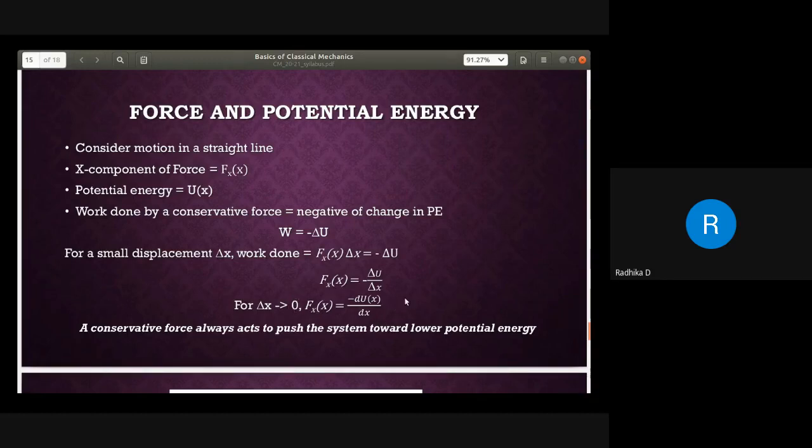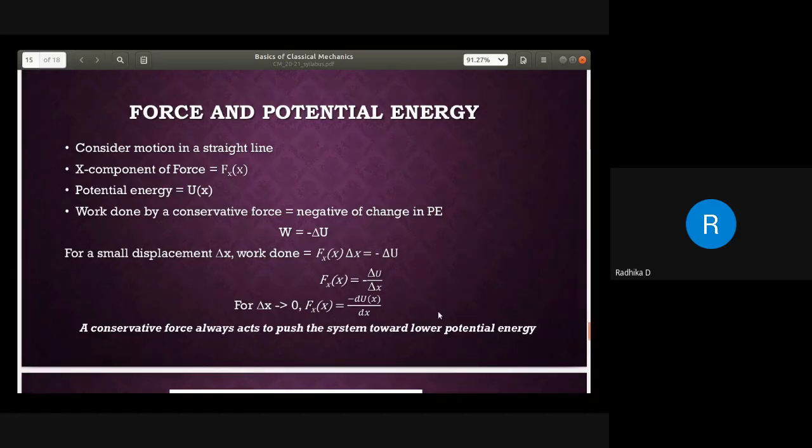So what happens in y direction? I can take it as Fy of y is equal to minus dU of y divided by dy. Just replace the x with y. What about z direction? Similarly, in the same way, Fz of z is equal to minus dU of z by dz. So I get three components of force, one in X, one in Y, another in Z direction.